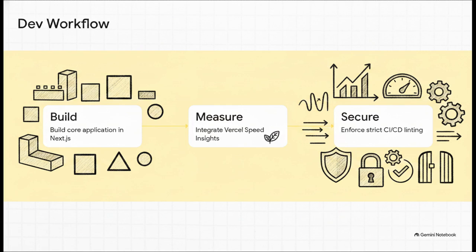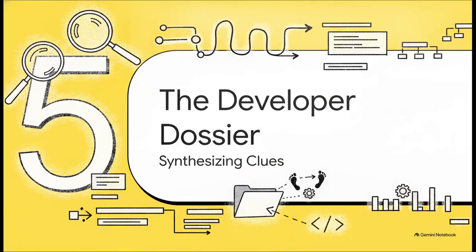And finally, Step 3, lock the whole thing down. Enforce strict CI/CD linting and security checks before a single line of code goes anywhere near production. I gotta say, it is a textbook, virtually flawless approach to modern web deployment. And that leads us to our final section, Section 5, the Developer Dossier.